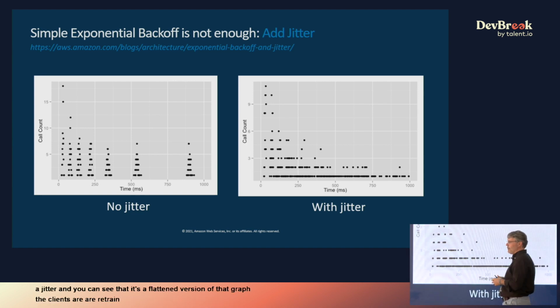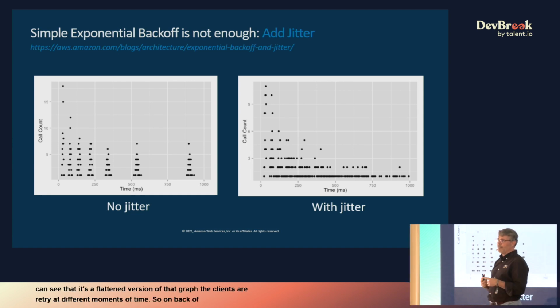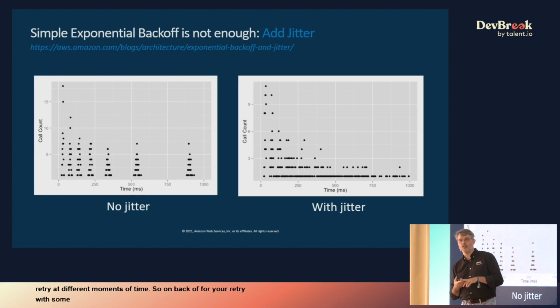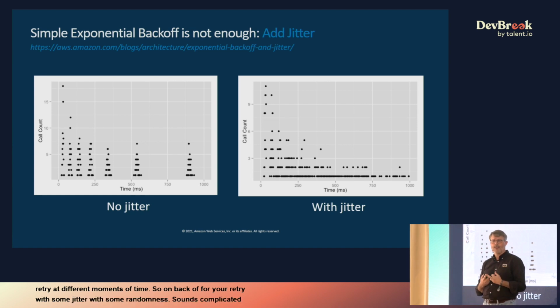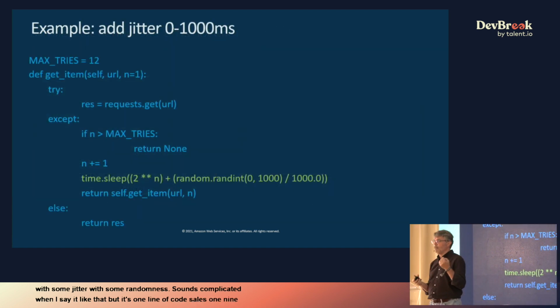The clients are retrying at different moments of time. So exponential backoff for your retries with some jitter, with some randomness. It sounds complicated when I say it like that, but it's one line of code. Seriously, it's one line of code.